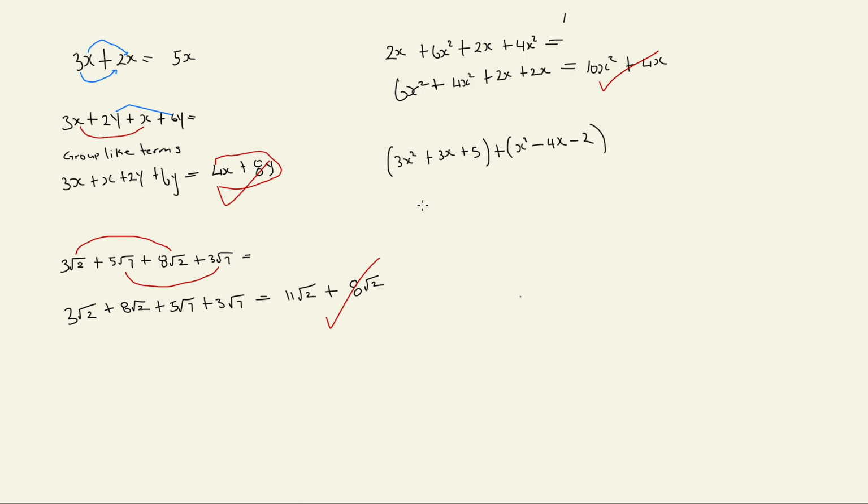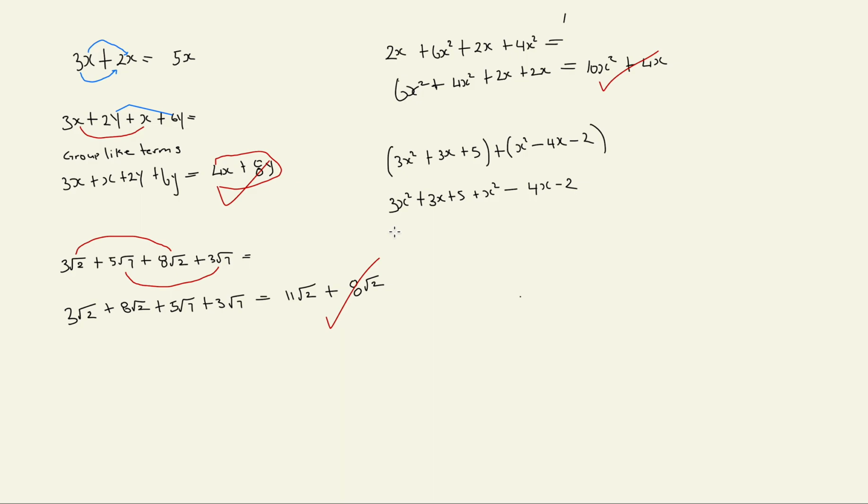Good. So when you see an equation like this, just make note, there is nothing really changing with this equation, because there's nothing on the outside of the brackets that is causing it to be affected. So you just work as though the brackets were not there. So you say 3x squared plus 3x plus 5 plus x squared minus 4x minus 2. Good.